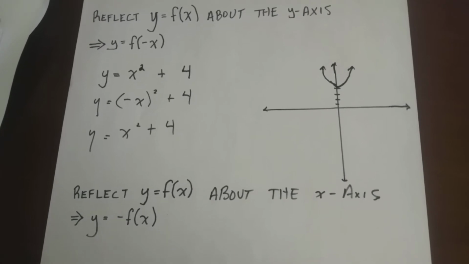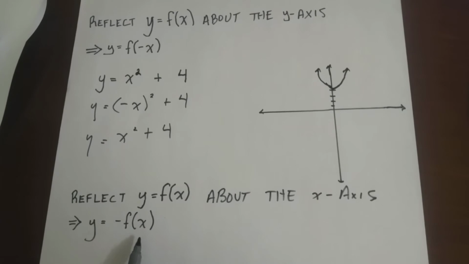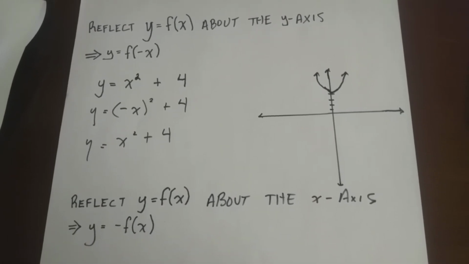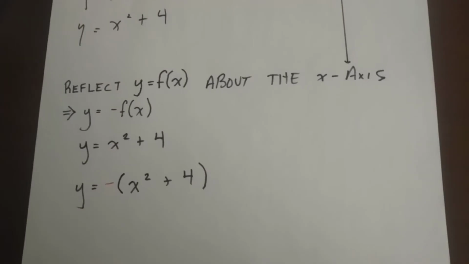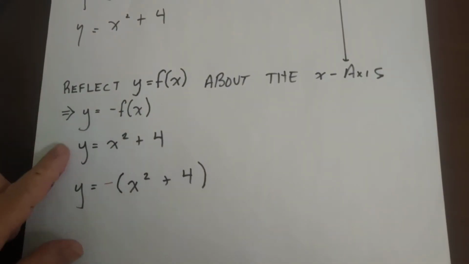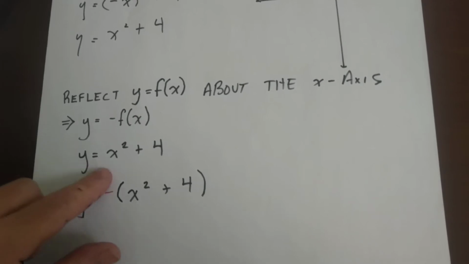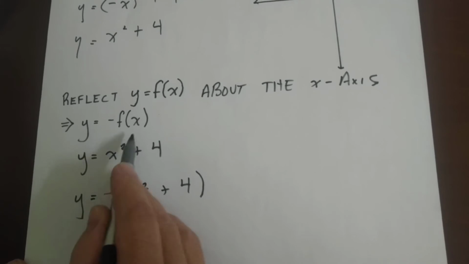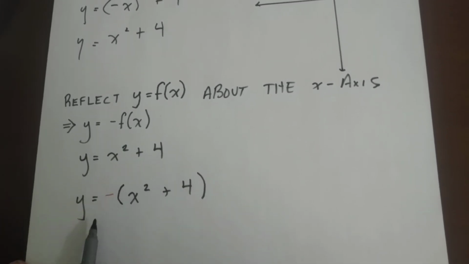Now we're going to reflect y is equal to f of x about the x-axis. And what we do is we change. So this is the way that they write it in the textbook. What we're going to do is multiply the entire equation by a negative. And just to go back to this, what they're saying here, y is equal to this equation. So what this is telling you is multiply the whole equation by a negative number. And that's what we're doing here.